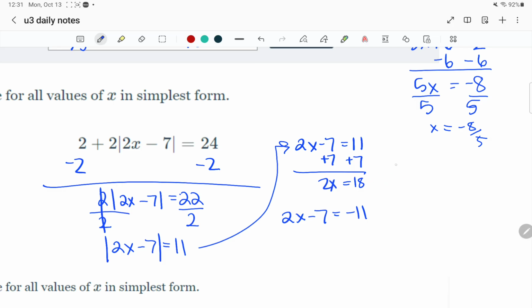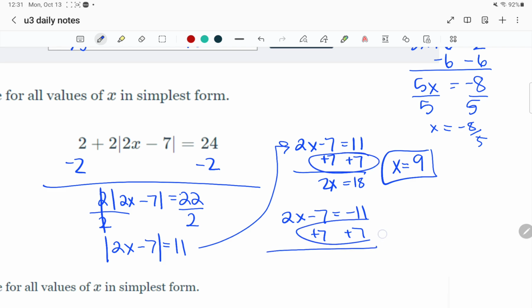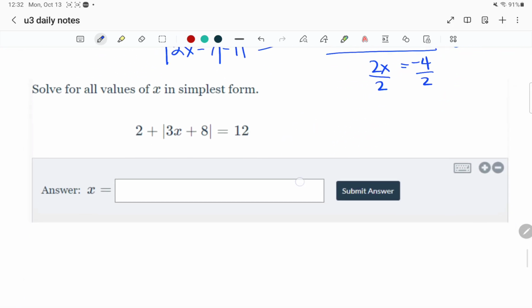And then I divide by 2. X equals 18 divided by 2 is 9. Notice they're the same steps. Just now I'm going to get a different answer because instead of +11, I have -11. Divide by 2. X equals -4 divided by 2 is -2. There's my two answers.